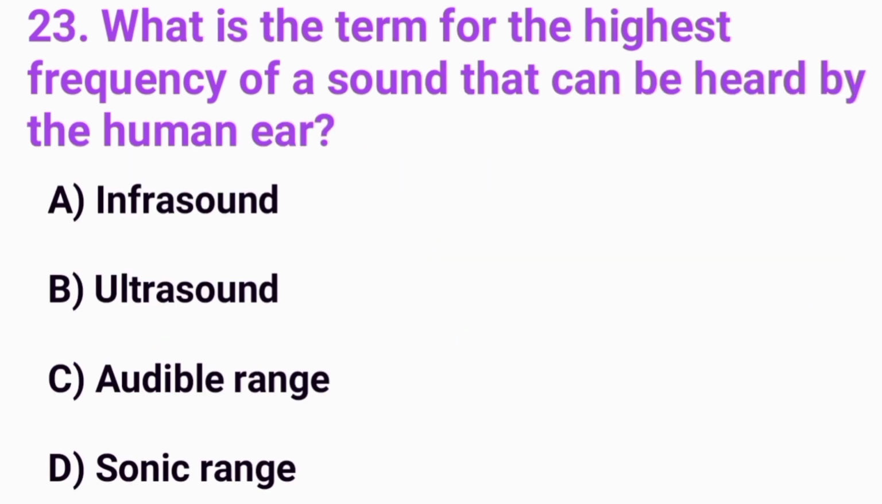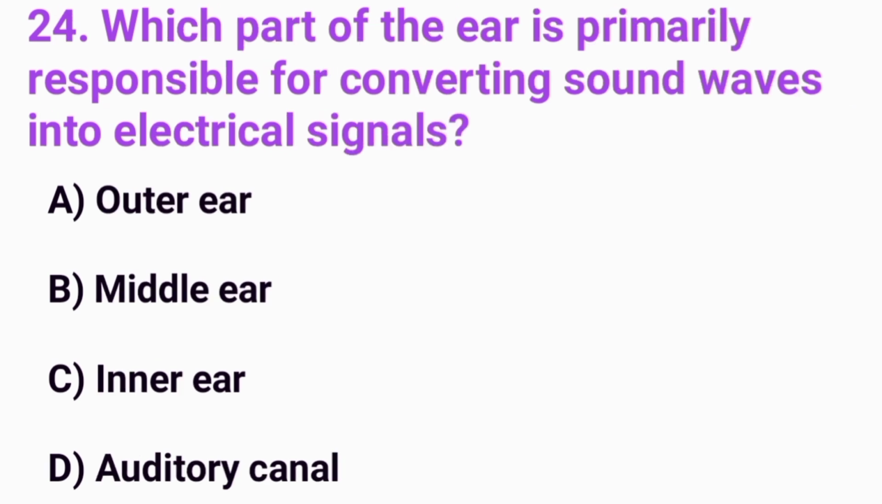Question number 23. What is the term for the highest frequency of a sound that can be heard by the human ear? The right answer is option C, audible range. Question number 24. Which part of the ear is primarily responsible for converting sound waves into electrical signals? The right answer is option C, inner ear.